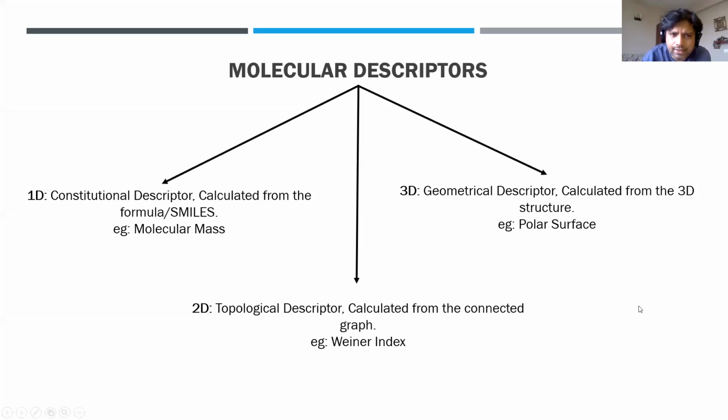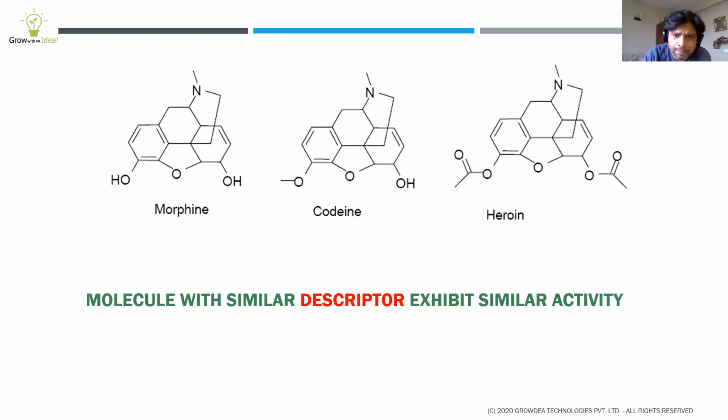Then there are 3D descriptors, for which we need the three-dimensional structure of a molecule. A molecule definitely has a one-dimensional representation, a two-dimensional representation, and a three-dimensional representation. But in reality, every molecule is three-dimensional, as we all know. So if we use the three-dimensional structure for calculating descriptors, those descriptors are called 3D descriptors, like polar surface. Let's go one by one. I think 1D is very easy.